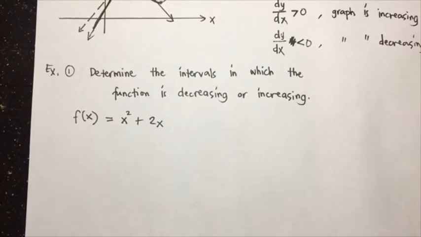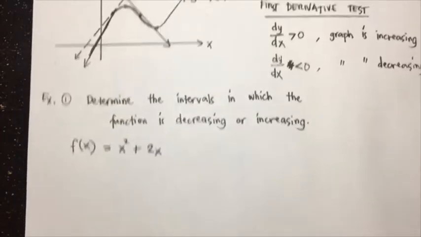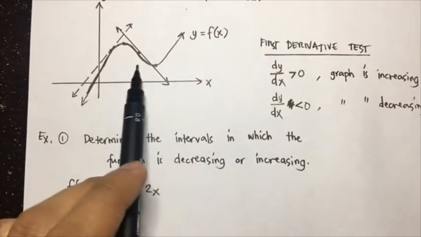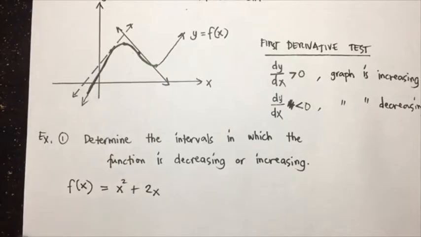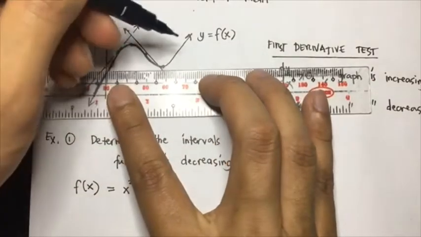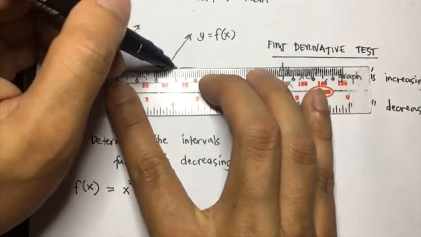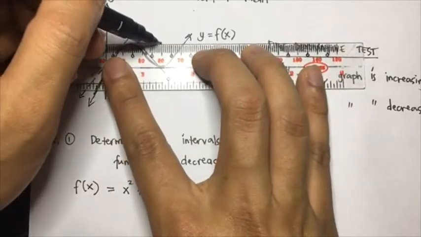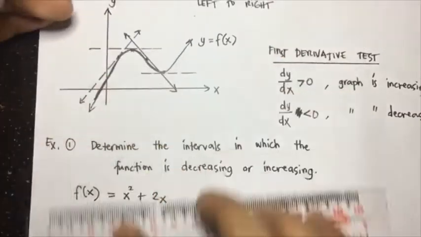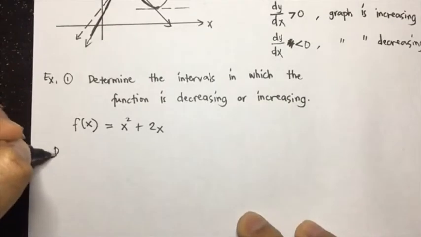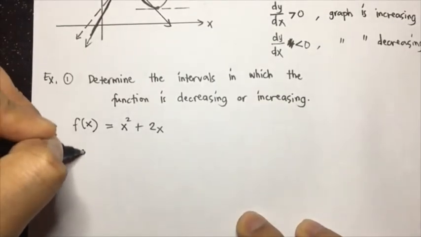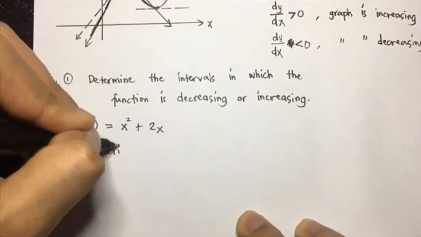Our first step is to determine the critical points. Again, review: at the critical points, the slopes of the tangent lines are 0. Therefore, we will set the first derivative to 0. So first, determine the critical points.